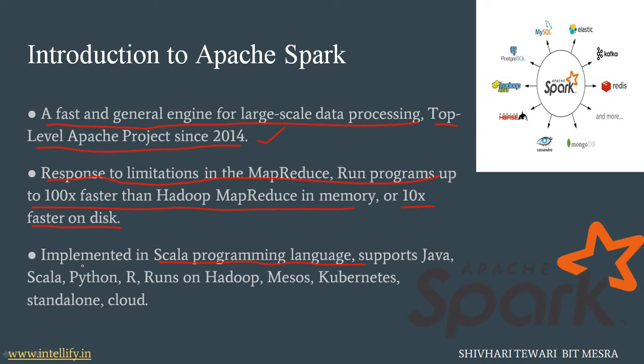Spark is implemented in Scala, and it supports other programming languages: Java, Scala itself, Python, and R. It runs on Hadoop, Mesos, and other servers like Kubernetes and the cloud. These are the introductory features of Spark, which is why data engineers and data scientists prefer Spark over Python and Scala.